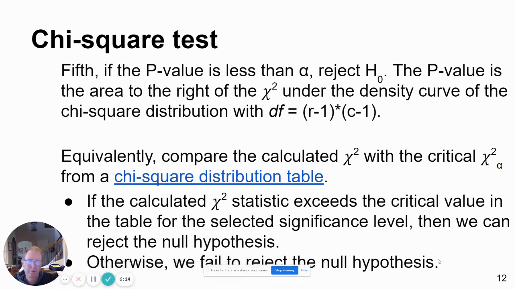Now, how do we come to our conclusion? Well, if the p-value is less than alpha, then you're going to reject the null hypothesis. And graphically, the p-value is the area to the right of our calculated chi-squared statistic under the density curve for the distribution with, in this case, 2 degrees of freedom. Equivalently, you can compare the calculated chi-squared with the critical chi-squared that you get from your table. We talked about this last time. If the calculated chi-squared exceeds the critical value, then you reject the null hypothesis.